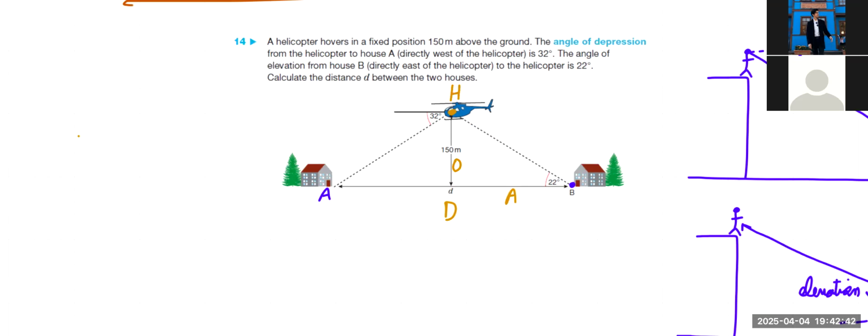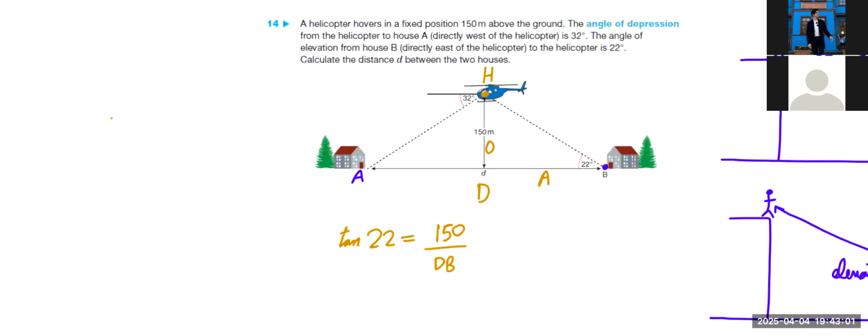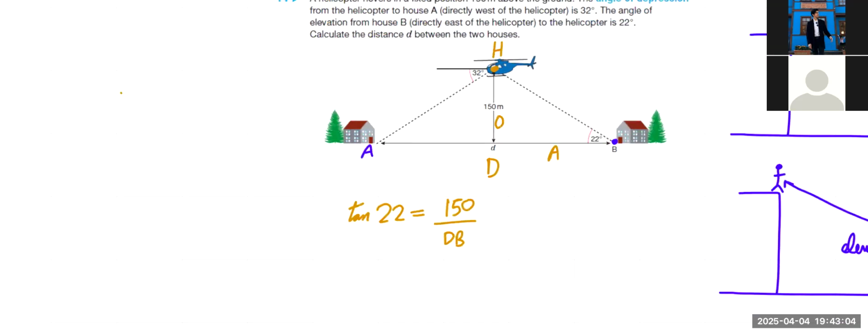Tangent, exactly. Tangent of 22 degrees equals 150 over A. We can call it dB, because we're going to use A again here, and A is already a thing, so we've got to be a bit careful. You might confuse yourself. So what is dB going to be then? 150 divided by tan 22. Exactly. And that's your answer for this part of the distance.